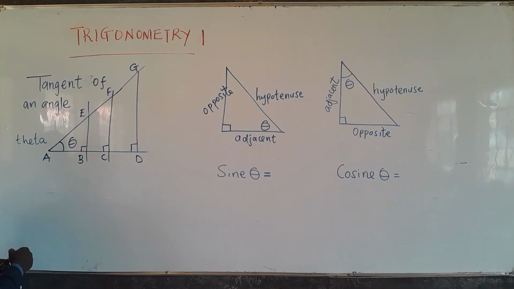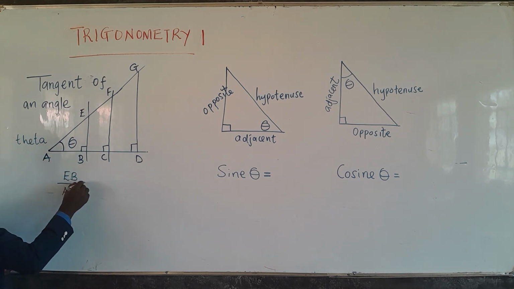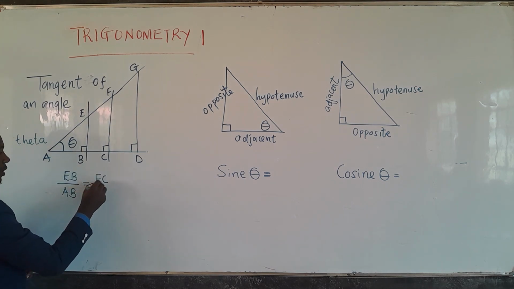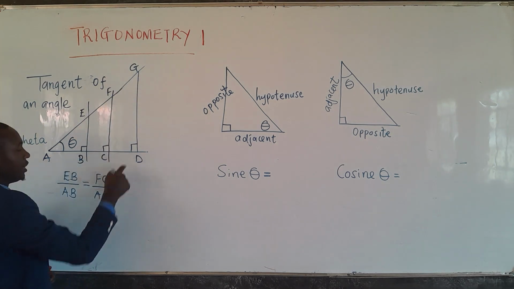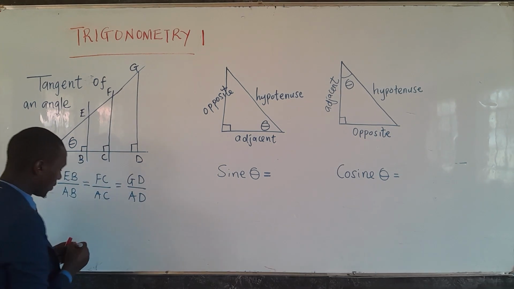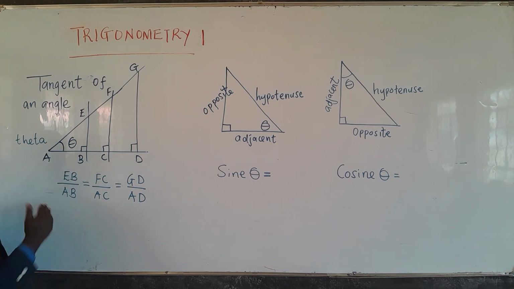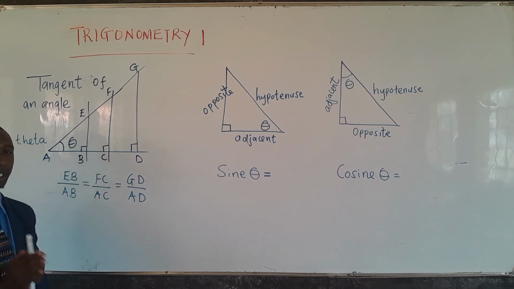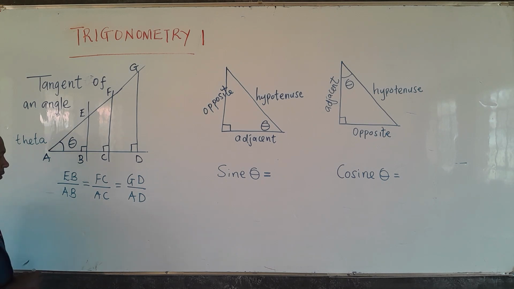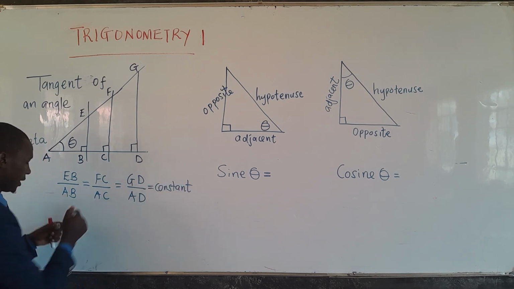If we take the ratios of the following, EB, we divide that by AB for the first triangle, then this ratio must be equal to FC divided by AC, and also must equal GD divided by AD. So all of them must be in reference to the angle theta here, because of course we know that we can also have theta here, theta here, but all these we are discussing should be in reference to when the theta is here. Well, all these must be equal and should be constant. So all of these ratios are constant.